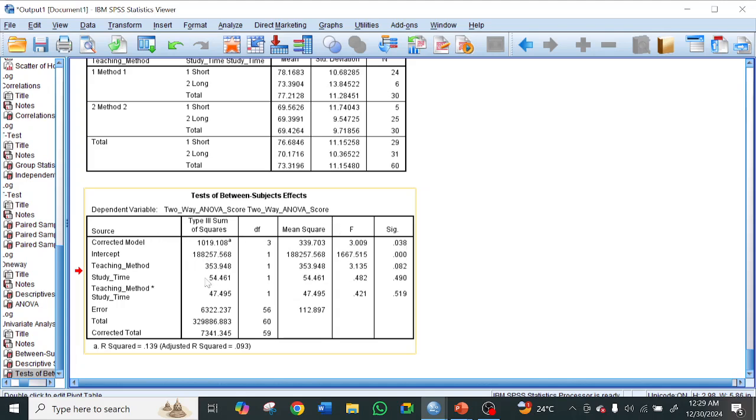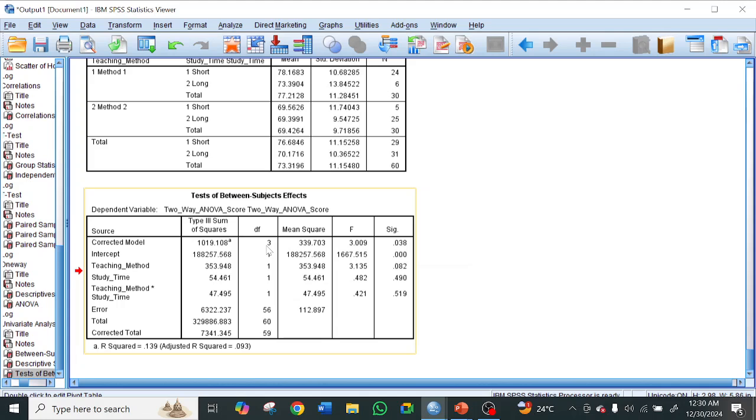So you can see when we separate them, there was no significance. When we bring them together, there was no significance. But now the corrected model is showing us that at least one factor or the interaction between them explains variation in the score. So to generally interpret the result, we can conclude there is no significant effect on score. Study time does not have a significant effect based on the p value. So whether students study for a short or long time does not affect their performance.